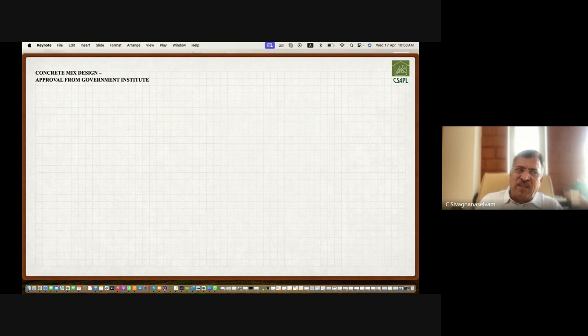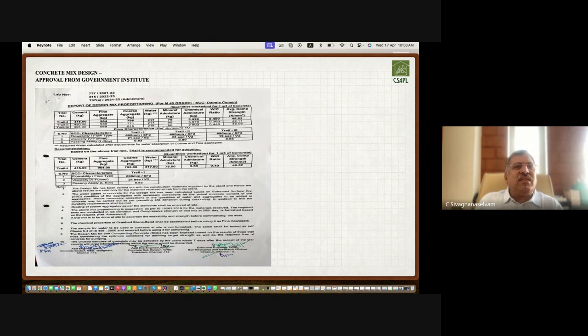Despite that, why are there quality issues in buildings? I'll give you two or three examples now. What are the quality issues and safety issues we face at site for very, very simple, negligible reasons? Before that, I will show you an approval from a Government Institute.